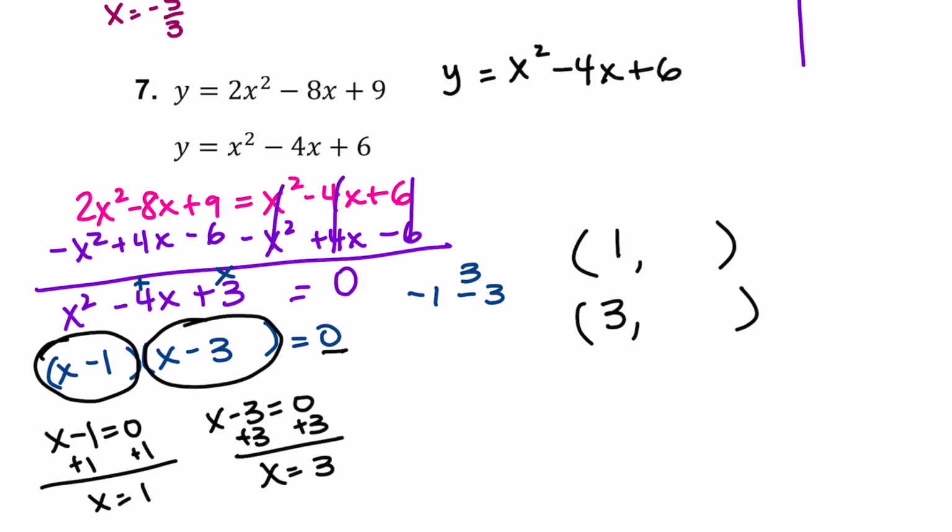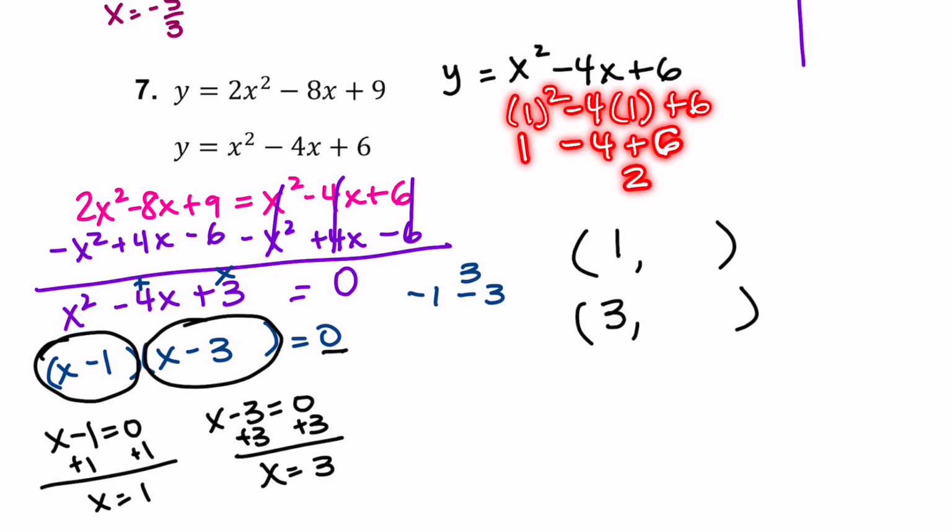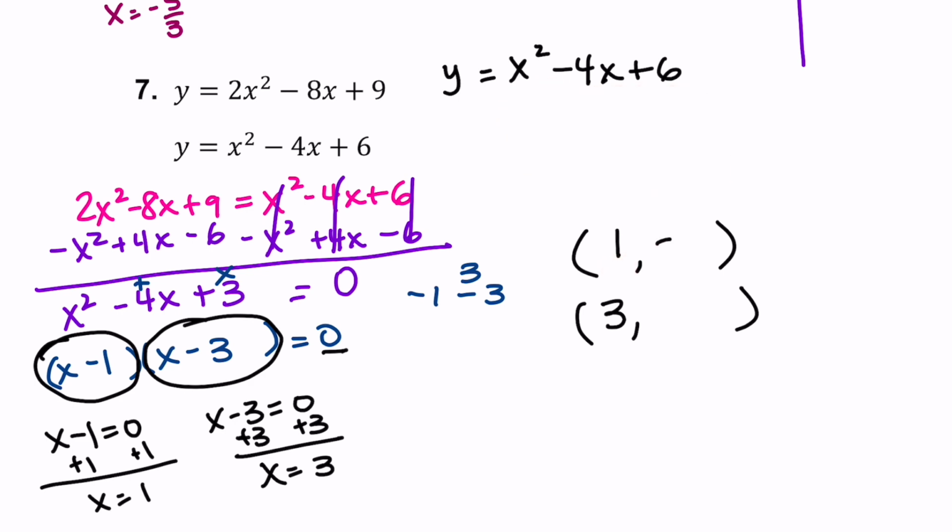I'm going to take my x and substitute it in. So I'm going to have 1 squared minus 4 times 1 plus 6. 1 squared is 1, minus 4 plus 6. This equals 1 plus 2, which equals 3. So when the x is 1, the y equals 3.